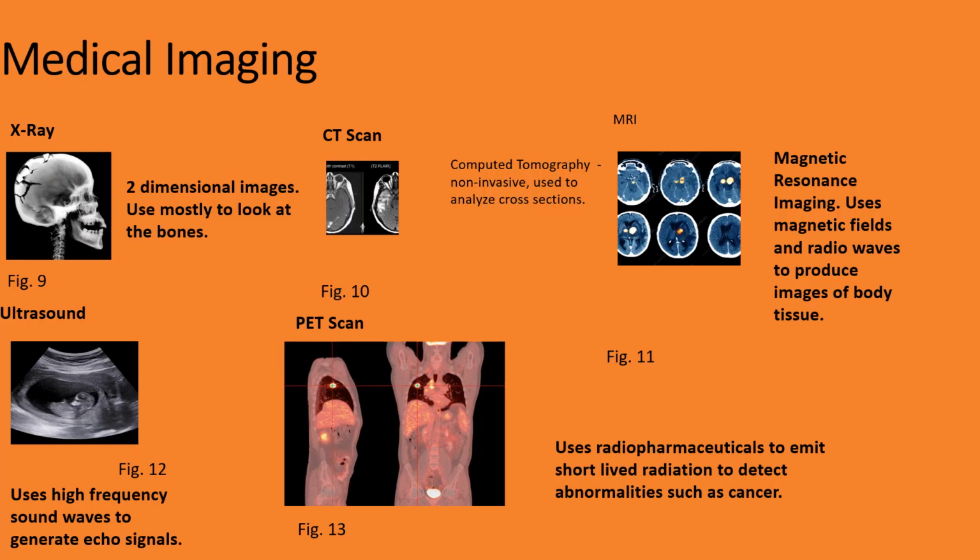And here we've got our different types of medical imaging. We've got x-rays, which is a two-dimensional image used to look mainly at the bones. CT scan, which is non-invasive. It's cross sections. Your MRI, which is used to look at soft tissues and body images. It uses magnetic fields. Your ultrasound is going to use high frequency sound waves, and then we've got our PET scan, which uses radiopharmaceuticals to emit short-lived radiation to detect abnormalities like cancer.